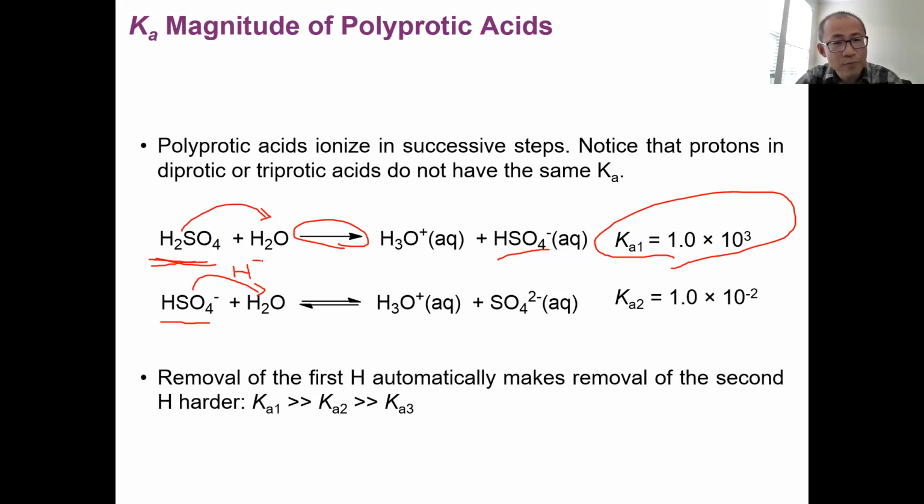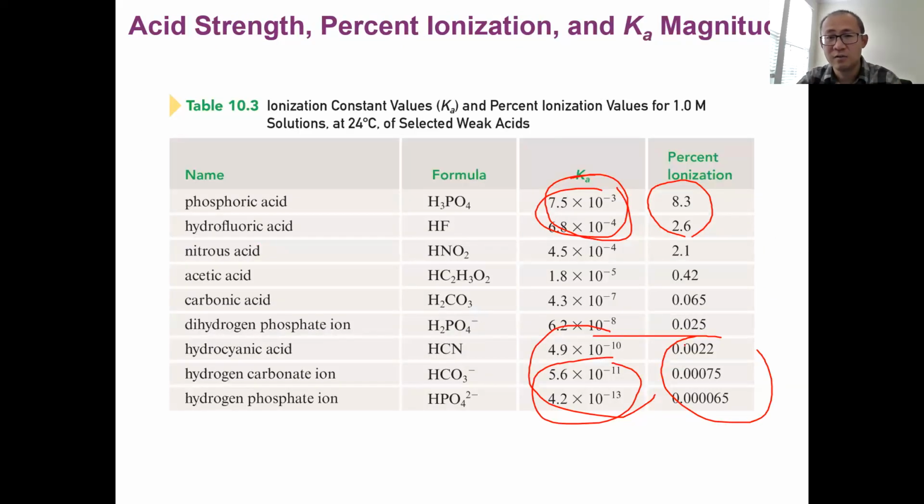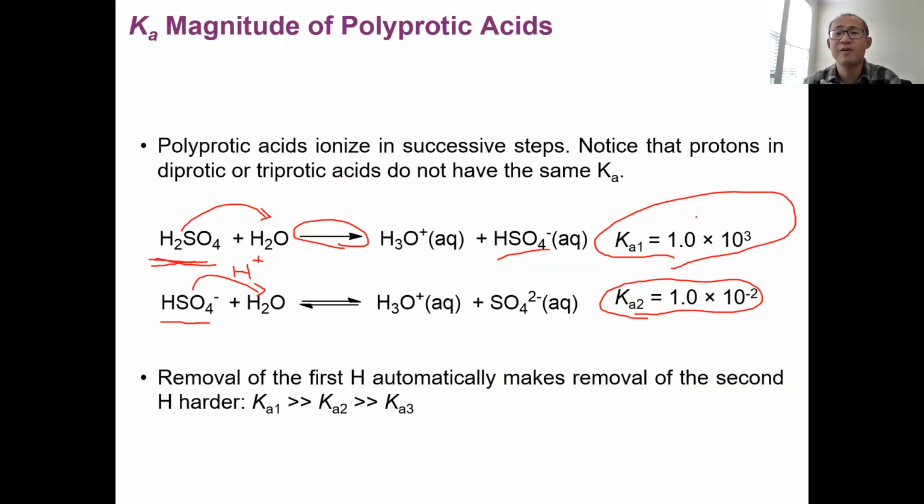But now, the second step, the Ka is what? 1 times 10 to the negative 2. That means much smaller. The first one is 10 to the third, the second one is 10 to the negative 2. It's much smaller. That means the second proton is almost a weak acid. If you look at the chart, when it was 10 to the negative 3, the percent is 8%. 10 to the negative 2 is no longer 100%.